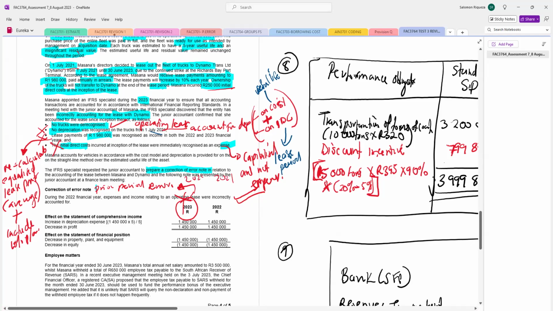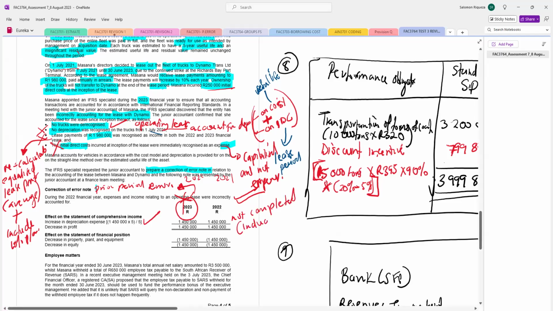Okay. Then it says the effect on the statement of comprehensive income, all right? Then it says increase in depreciation. Yes, remember he was not accounting. This person was not accounting for depreciation. So by saying that there's going to be an increase in depreciation, this is correct. All right. We are told that we don't need to redo the calculations, but although it is correct, it's not complete. It's correct, but not complete.